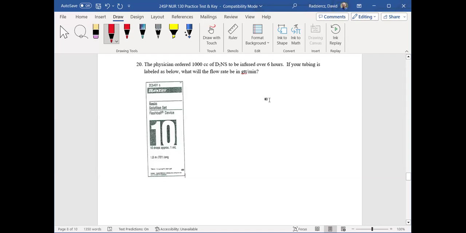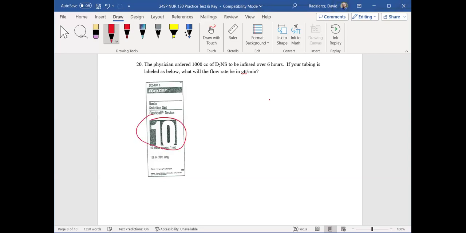That's fine. All right, so now this tells me I have a volume. It says the physician ordered 1,000 cc's of dextrose 5% normal saline to be infused over 6 hours. So that's your flow rate, 1,000 over 6. Your tubing is labeled as below, so your drop factor is 10. Hopefully you can see that is listed here, 10.